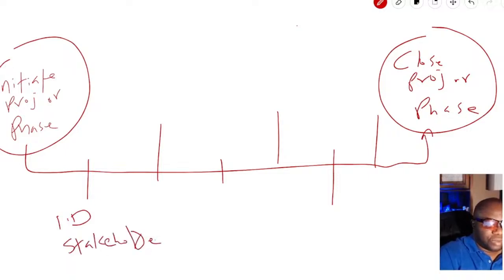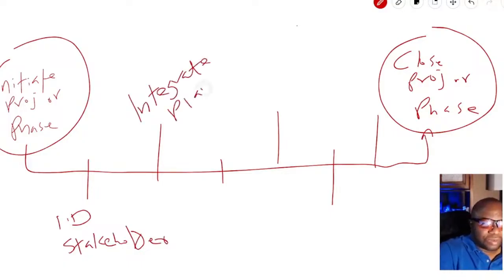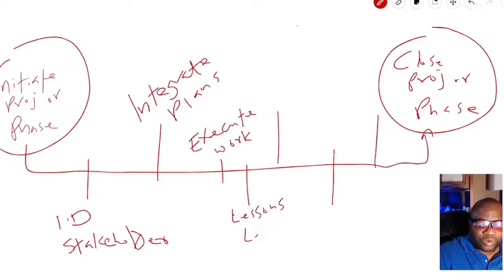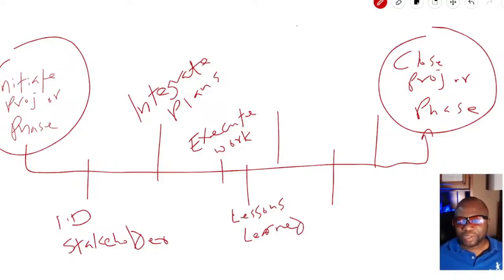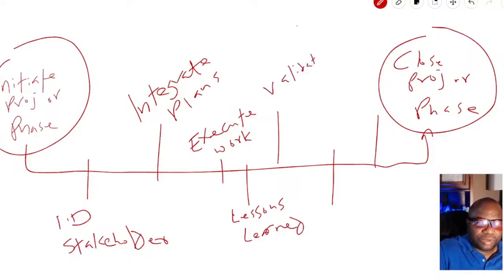High level, we integrate the plans. High level, we execute the work. We collate the lessons learned, which is what we call manage project knowledge. But we talk about the lessons learned. Then we think about the validation of scope. But when we talk about validation of scope, it's very important to understand the order of things.